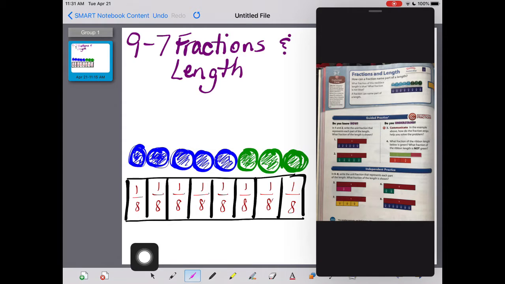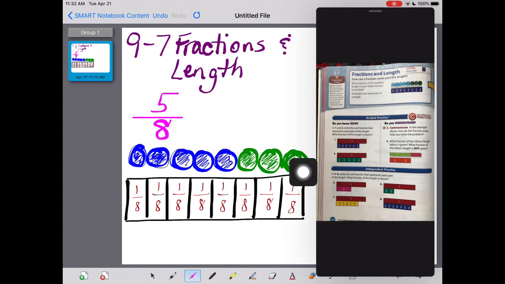So let's take a look at what would be the fraction, the length of the blue beads in the necklace. What's the length in fractions compared to the whole necklace? Well, it looks like each one of these beads is an eighth. So we have 1, 2, 3, 4, 5. So we could say the length of the blue beads of the entire necklace is 5 eighths. 8 equal parts. 5 of those parts are blue.